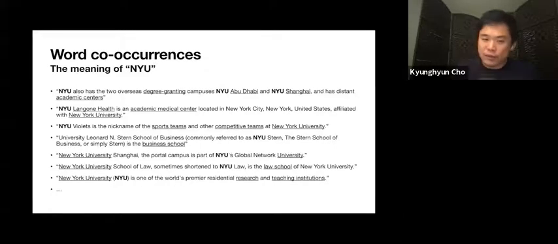I see that the word center appears together with NYU. For instance, in academic centers or the academic medical center. Or I also do see that the New York University, this phrase really appears frequently together with NYU. And for instance, NYU Violets is the nickname of the sports team and the other competitive teams at New York University. And I also see that the word school appears together, such as in business school and law school.